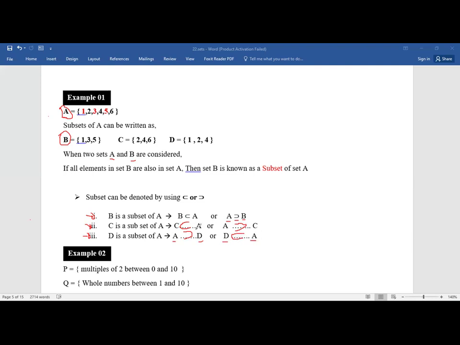C is a subset of A. D is a subset of A. Right. Okay. Hope you have done.